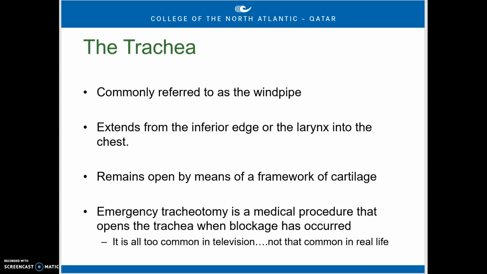So right below the larynx we have the trachea, and this is commonly referred to as the windpipe. That's because this brings gas from the external environment directly into the bronchi into the lungs. So it goes from the inferior edge of the larynx into the chest, and it remains open, so your trachea never collapses. It stays open because there's a framework of cartilage there to keep it as an open tube.